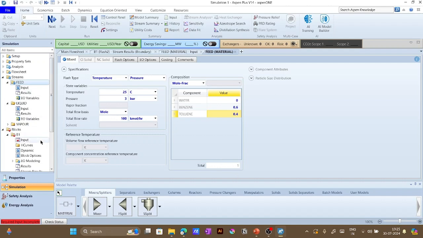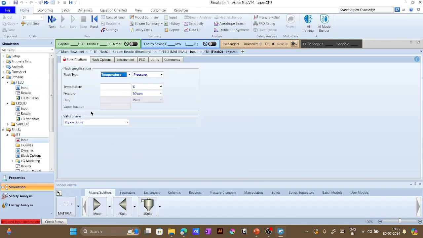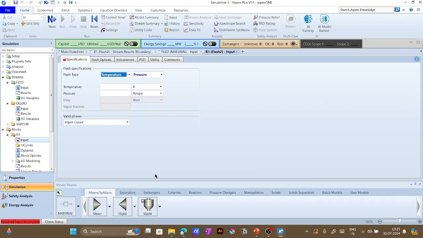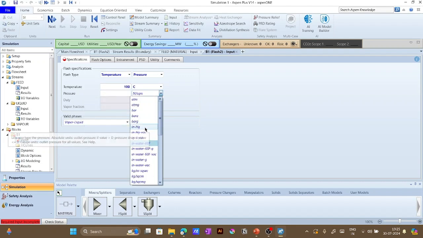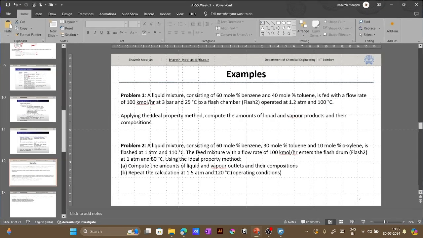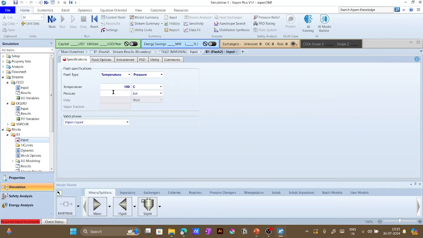Now I have to provide the input related to the flash drum. If I go to the flash drum input, the flash drum is operating at 1.2 atmosphere and 100 degrees centigrade. So I want to provide the temperature and pressure parameters. Temperature, I'm saying it's operating at 100 degrees centigrade, and pressure is in bar, 1.2 atmosphere. You can take it in bar also, it's fine. So this data is also complete.